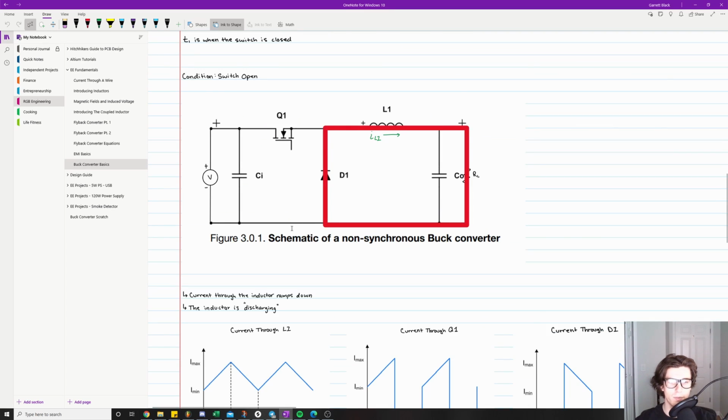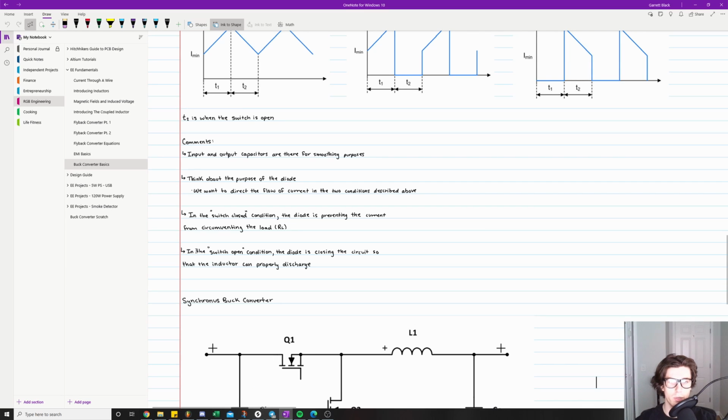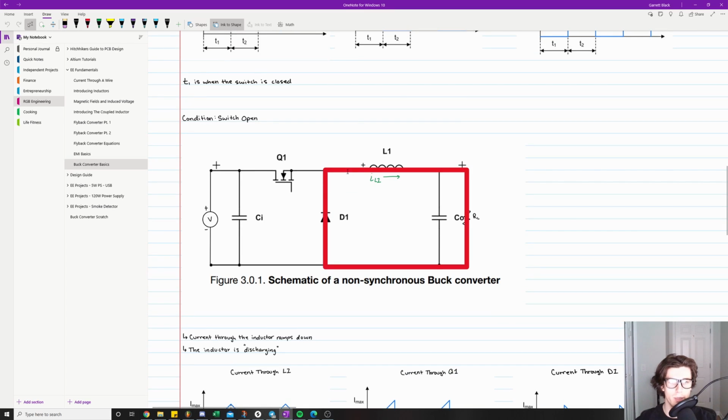Now during the switch's open condition, the diode is closing the circuit so that the inductor can properly discharge. We need the inductor to be able to properly discharge, and in order to do that, we need some kind of connection from this terminal of the inductor to ground, and that's where the diode comes in handy. It's like a one-way street, allowing the inductor to have its circuit path closed whenever we need it to, and then preventing the circumvention of the rest of our circuit whenever the switch is closed, right?